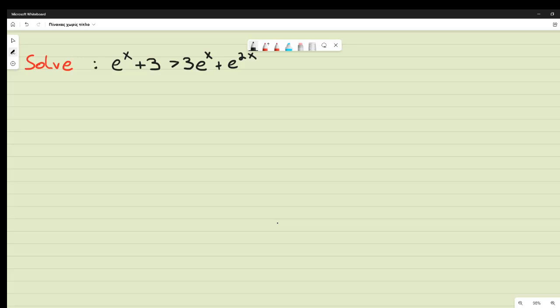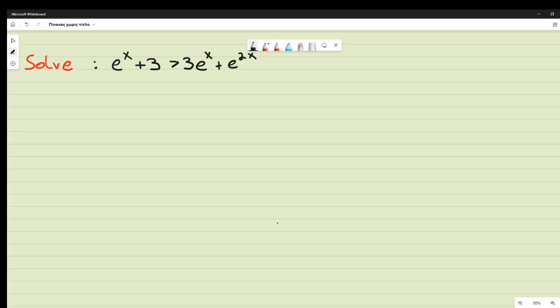The inequality includes the exponential e. It is e to the power of x plus 3 is greater than 3 multiplied with e to the power of x plus e to the power of 2 multiplied with x. So it seems a little bit hard, but it's not that hard, guys. You can definitely solve it because it's a typical problem that you will find many times in your mathematical career.